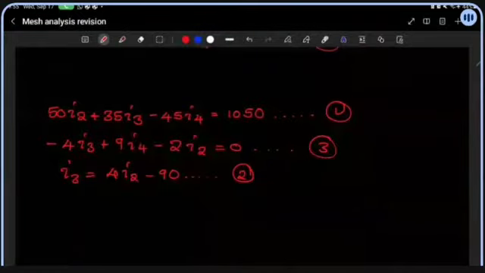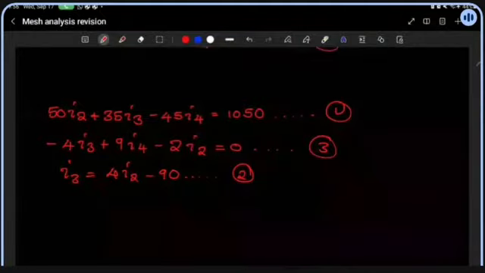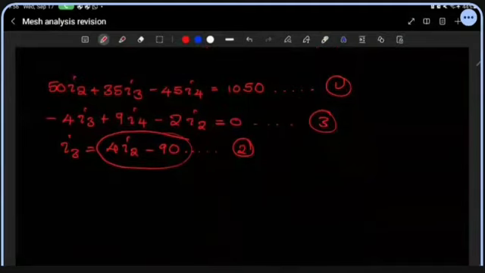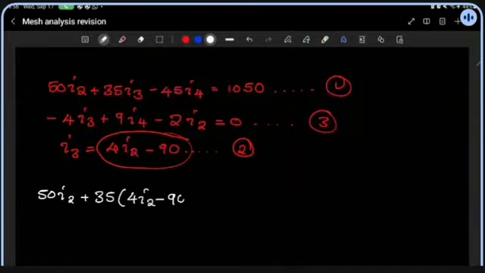Okay. So here, to solve these, you can use any approach. Cramer's rule is a perfect candidate as well, but I like old school substitution if it works. Here, in equation 2, I even made I3 subject already, so I'll use I3, substitute it or eliminate it in my other expressions just like that. So in equation 1, when I substitute I3, I'll have 50 I2 plus 35, where there's I3, I'm putting 4I2 minus 90. Then I have minus 45 I4 is equals to 1050.